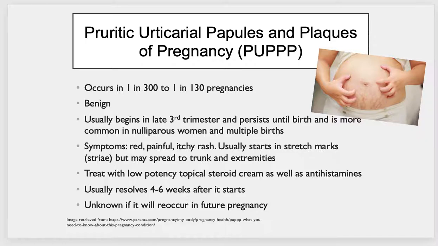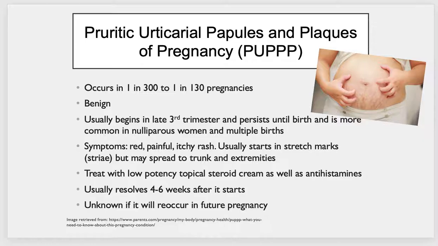And then the last skin condition to talk about is PUPPP, or pruritic urticarial papules and plaques of pregnancy. This is also something fairly common. It occurs in about 1 in 130 to 1 in 300 pregnancies, completely benign, thank goodness. It usually begins late in the 3rd trimester and persists until birth. It's definitely more common in your primes and those who have multiple births. It seems to always start in those stretch marks, but it can also spread to the trunk and extremities.